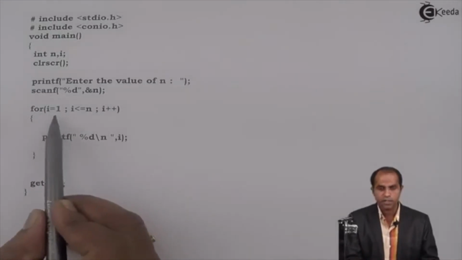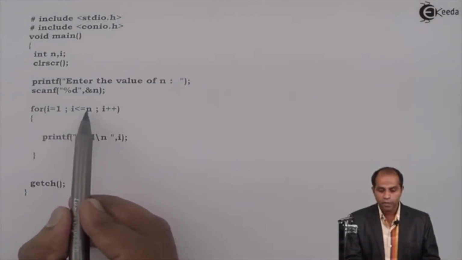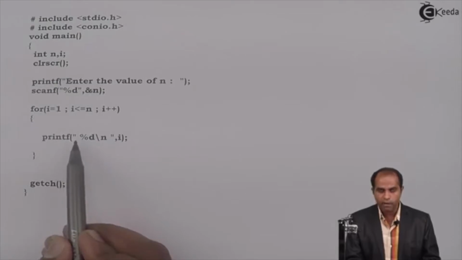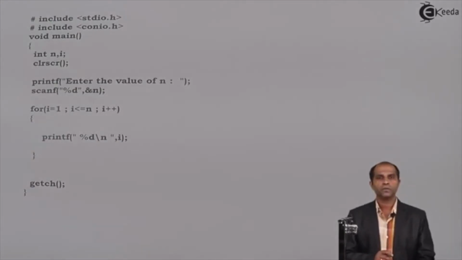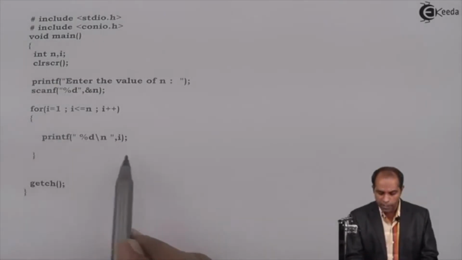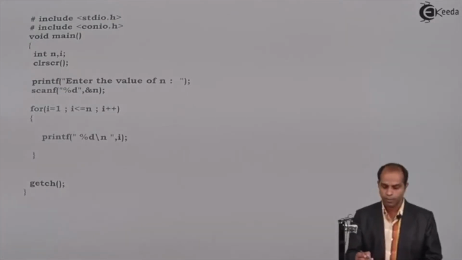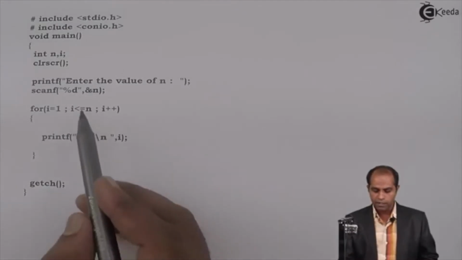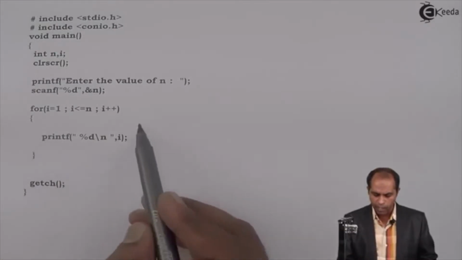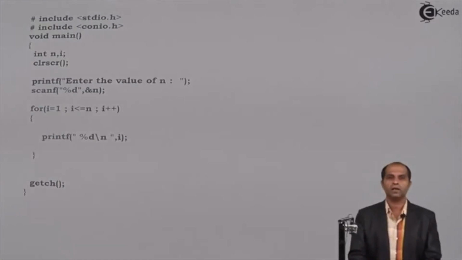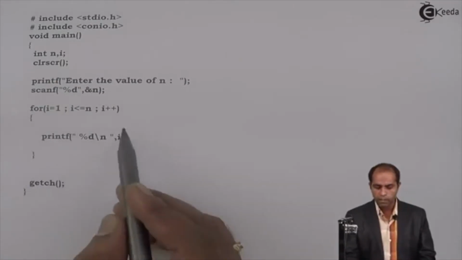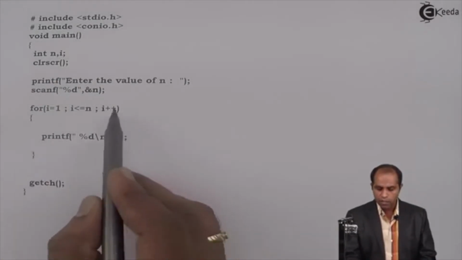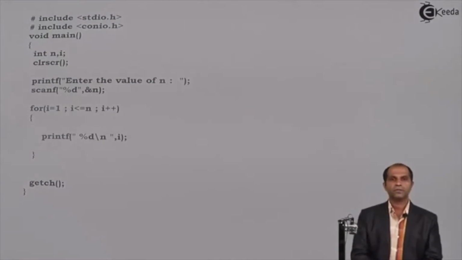So i is 1 in this case. Check whether 1 is less than or equal to n. If true, then it says print the value of i. So I'm now using a printf as a repetition instruction. So printf keeps on repeating these instructions again and again till i reaches the value of n, and every time when i goes back, i will be 1. So I have these for loop examples.